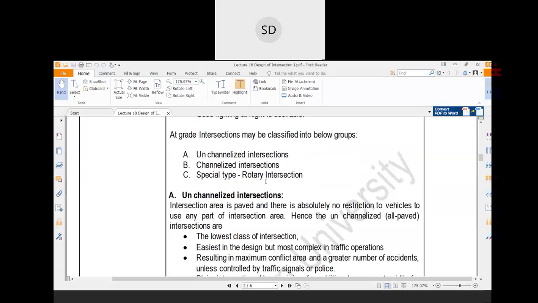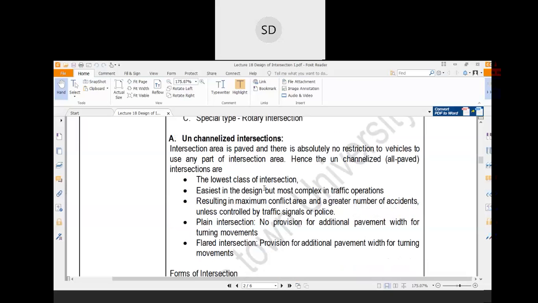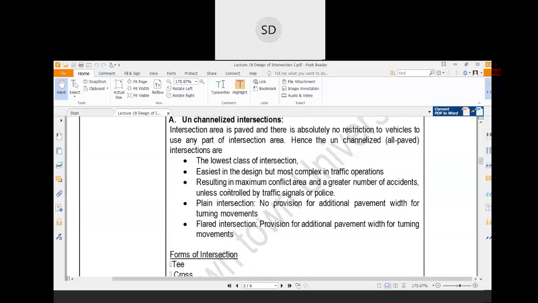Now this at-grade intersection may be classified into these groups. First one is unchannelized intersection, then channelized intersection, and another special type is called rotary intersection. Unchannelized intersections are plain intersections, with no channelization. Channelization means traffic medians, traffic separators or traffic islands, which are not provided in unchannelized intersections. Unchannelized intersection is like a plain intersection. This is the lowest class of intersection.